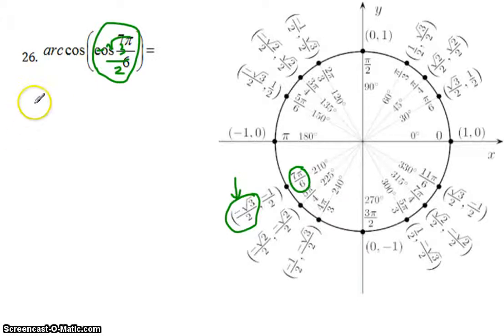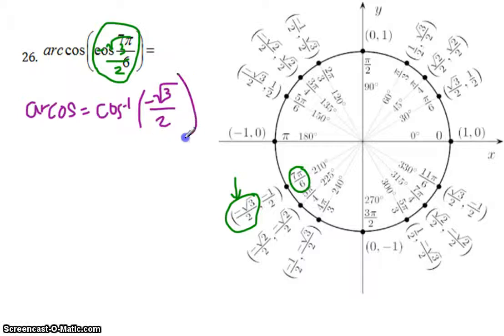So now I'm going to look for the arccosine, which we said I could also write as cosine negative 1 of negative square root of 3 over 2. This negative 1 right here is telling me my answer is going to be an angle. I'm not flipping anything. I'm not changing any numbers. I'm not changing my x and my y or my sine and my cosine. What this negative 1 means is I'm looking for the angle.